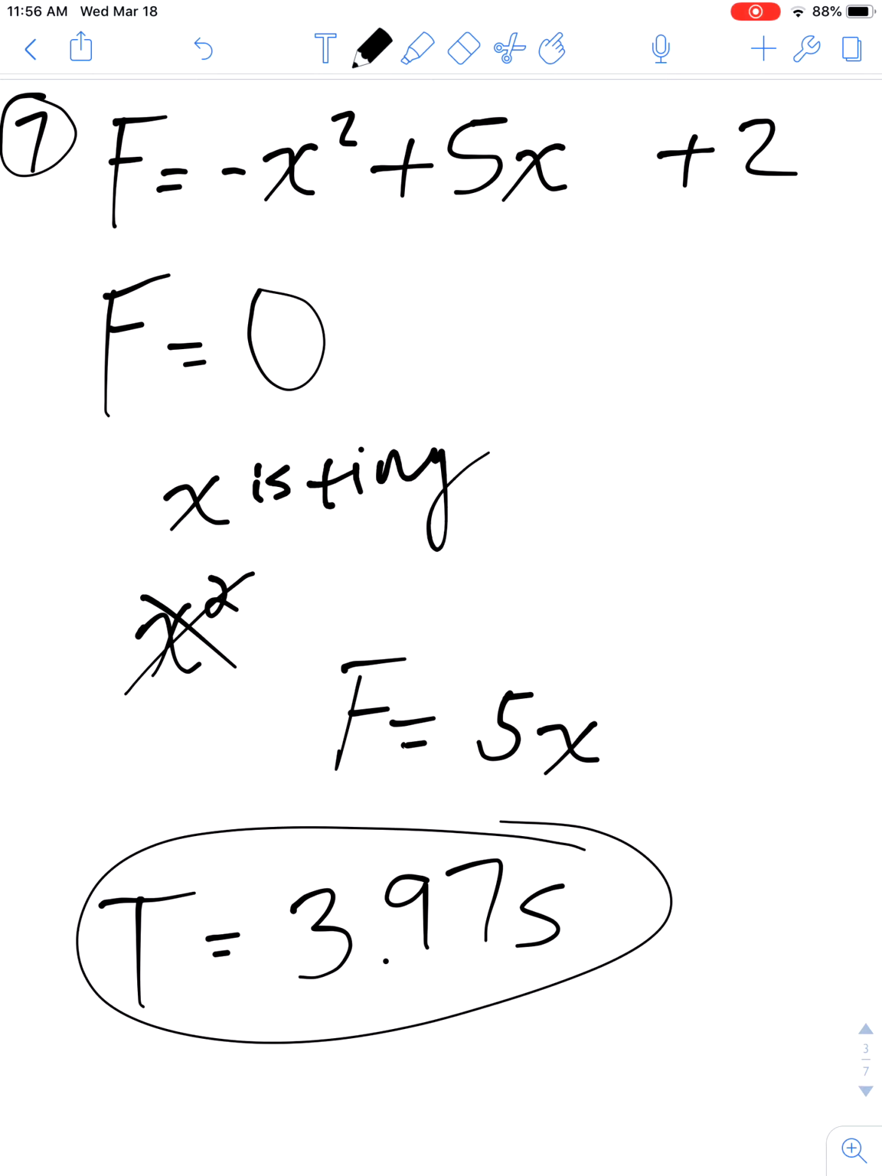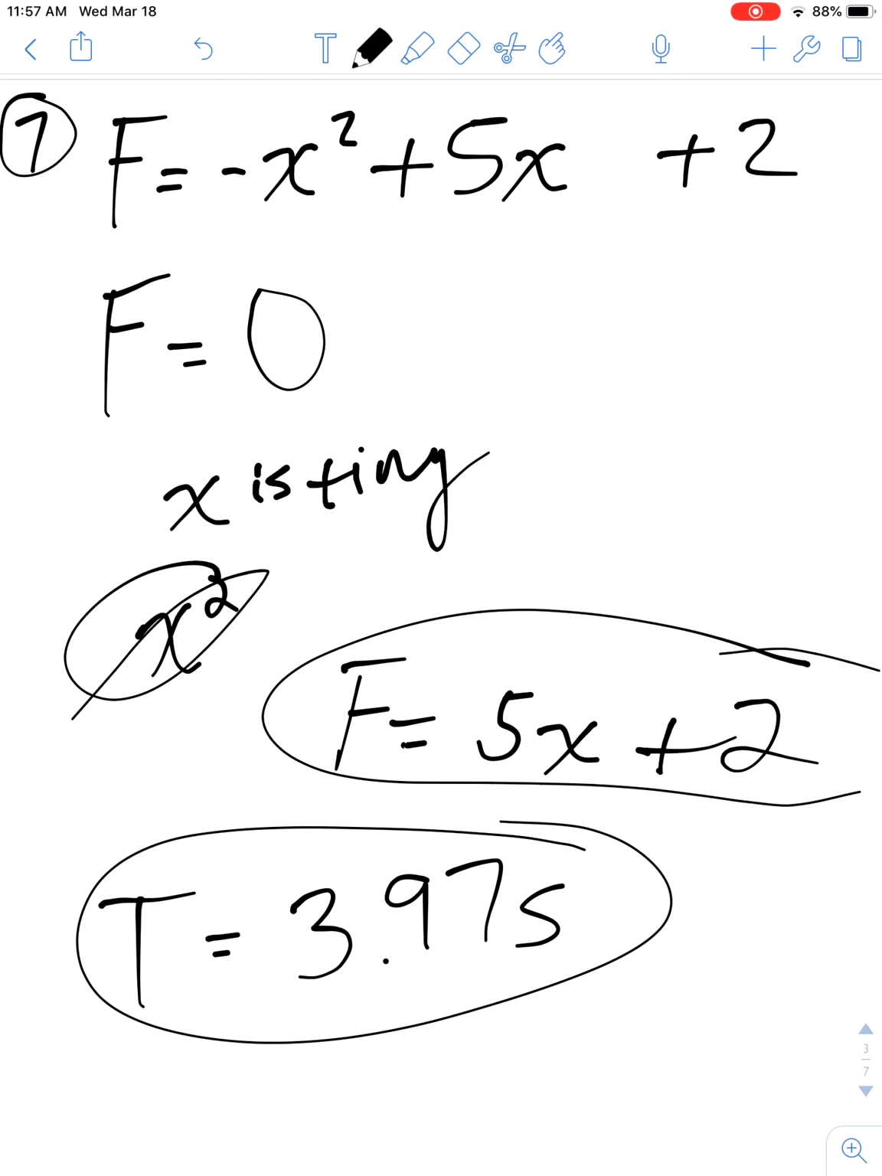So x is tiny is what I wrote there. If the amplitude is really small, then what does that mean about our oscillation, right? Well, it means that if x is tiny, then x squared is going to be uber tiny, vanishingly small, okay? So once we know that x is small, then we understand x squared can be completely ignored. We're not even going to worry about it. Now, if x squared is gone, then my force function looks like this. We have 5x plus 2.